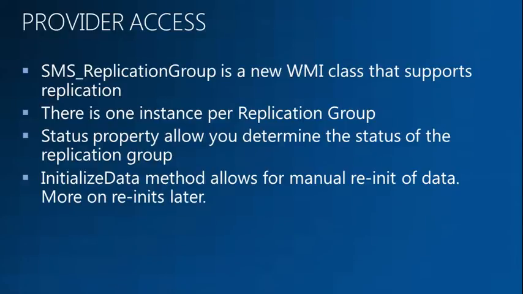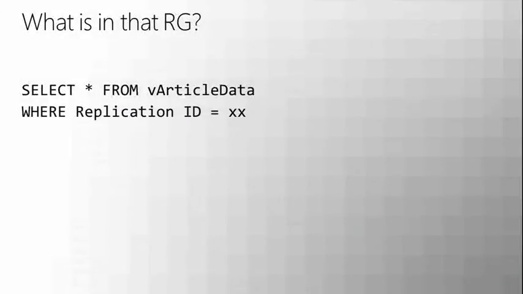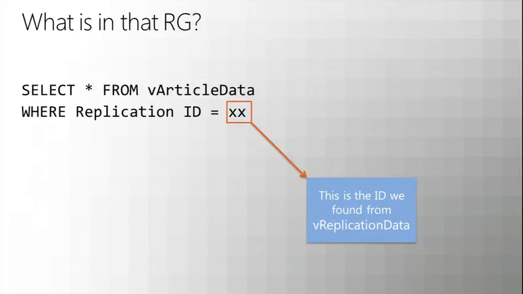There's a method in there. To figure out the tables, you can use select star from v_articledata. There's a slight typo in the slide. That should be replication ID with one word, not two words. So let's say you take a hardware inventory group. We'll look at this in the demo in a second to show you what this looks like. And the article data will tell you the individual tables. All right? And this is what we found from v_replicationdata.